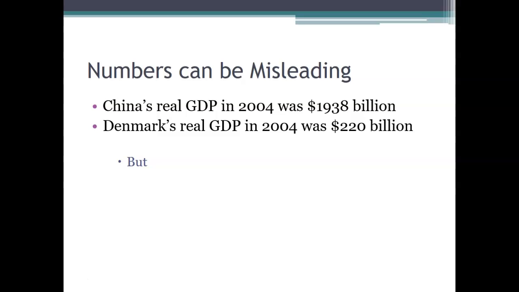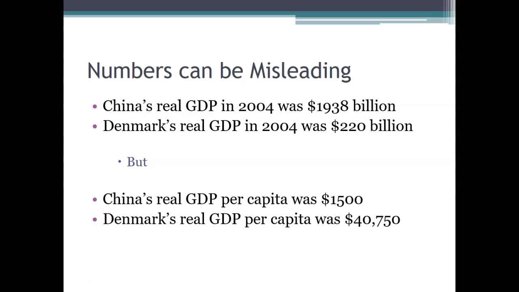So according to our textbook, China's real GDP in 2004 was $1,938 billion. Denmark's, a smaller country, real GDP in 2004 was $220 billion, almost 1/10 the amount. So according to this, China seems to be doing better. But if you do the GDP per capita, it's a different story. China's real GDP per capita drops to 1,500 and Denmark stays at 40,750. So again, each number tells us a different story.